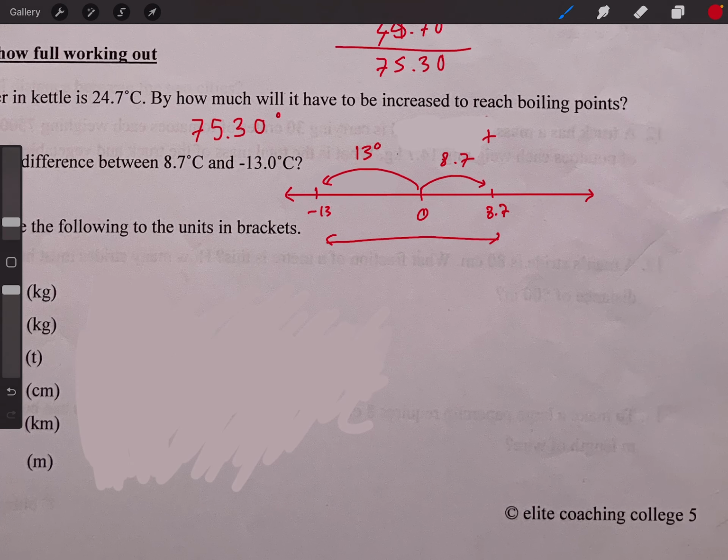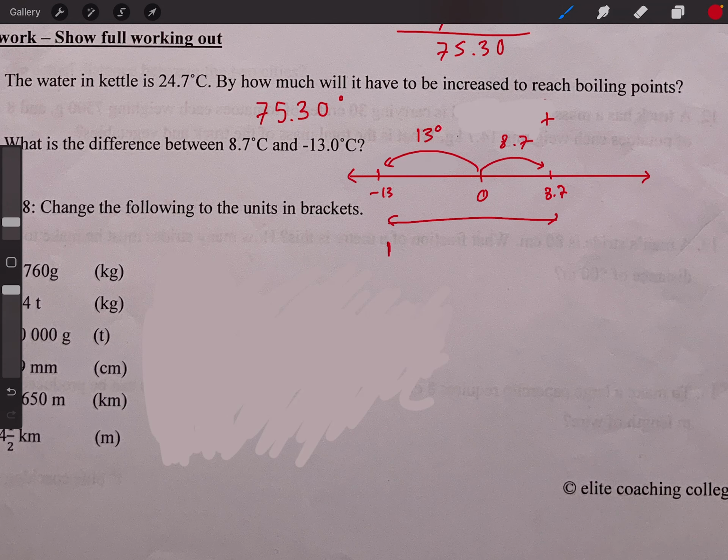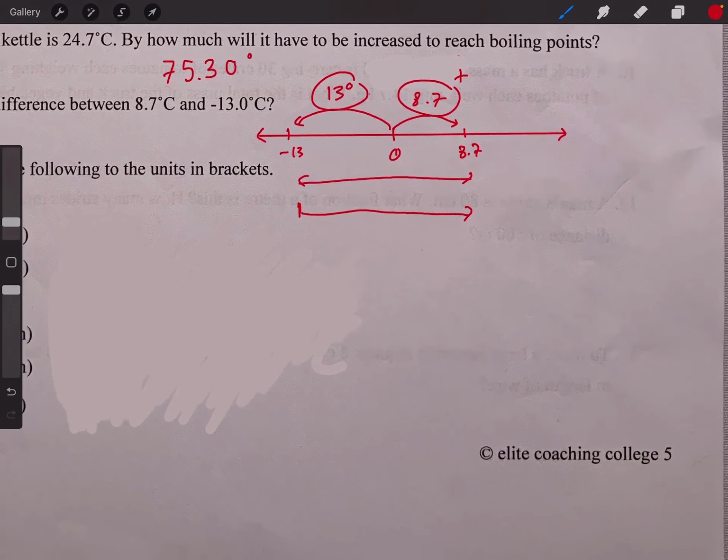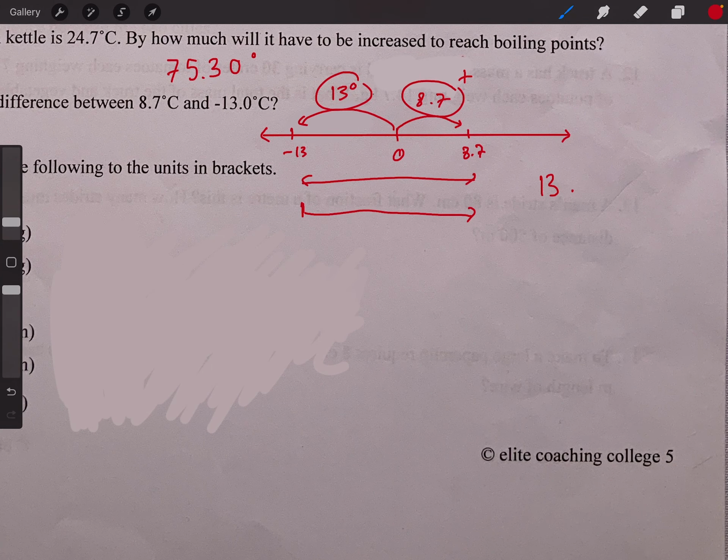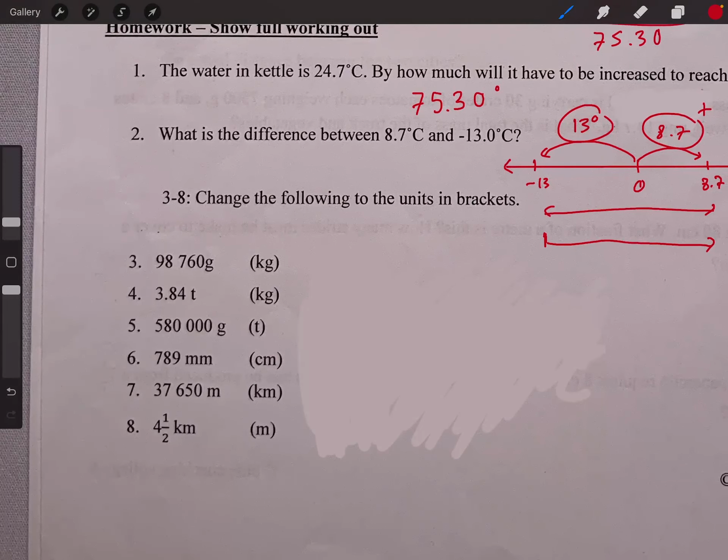So to find how many degrees to go from minus 13 all the way to 8.7, we just have to add these two numbers up. So we're going to do 13.0 plus 8.7. You're going to have a 7. 8 plus 3 will be 11, let's carry the 1 over, and that'll be 2. So it'll be 21.7 degrees. So the difference between them will be 21.7 degrees.